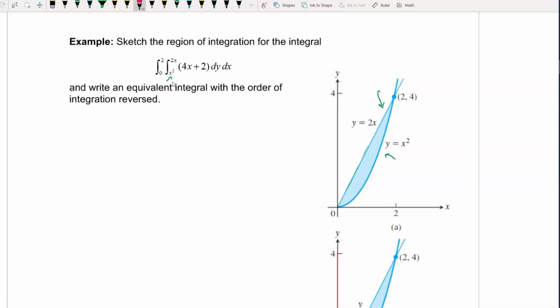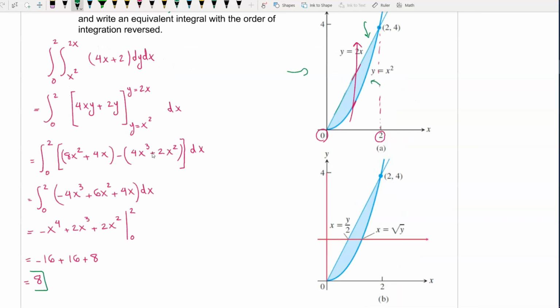So here, inner integral is with respect to y. So we have this vertical line. And this integral is starting from here up to here. So it's between these two. And what we have for this part, y is equal to x squared. And for this part, we have y equal to 2x. And for outer integral, the limit is based on what we have for x, it is from this point up to this point. So that's from 0 to 2.